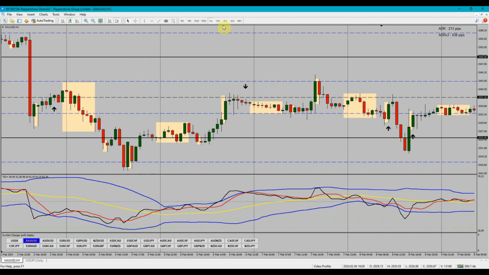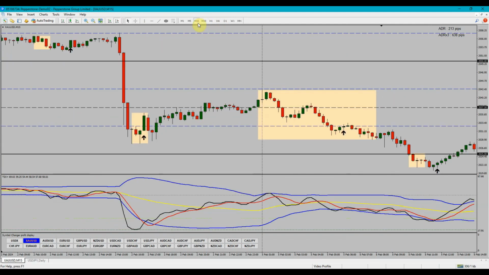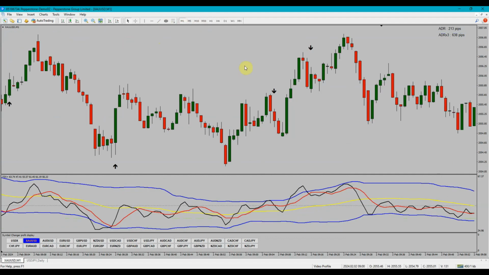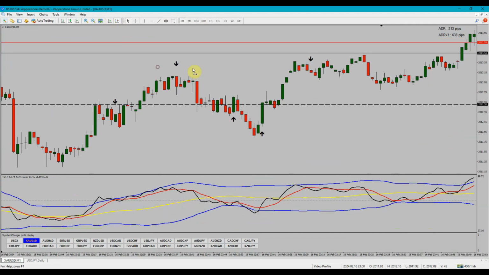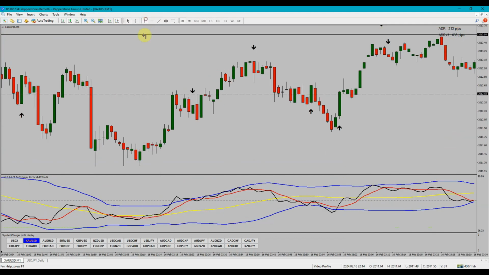Now this can be done on any time frame. You can go down to the 15-minute. You can even go down to the 1 minute if you choose. If you choose to go down to the 1 minute, you can even get those setups on the 1 minute.